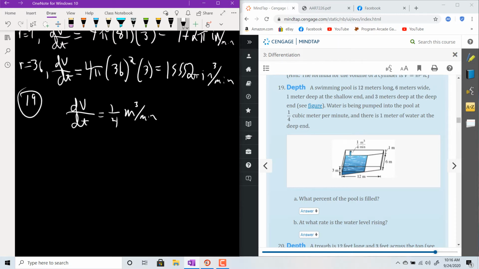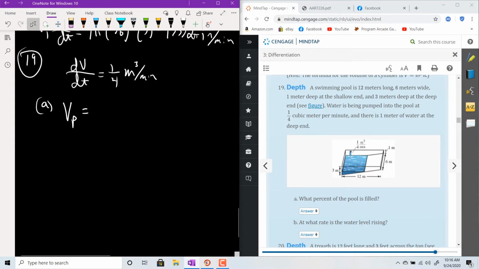Okay, so you need 2 things for part A. You need the volume of the pool, and then the volume of the water. Let's get the volume of the pool first. Whether you can see it or not, there's 2 sections of this pool. There's this upper section, which is a rectangular solid of sorts. So we need to find the volume of that part of it. And then there's this lower section.